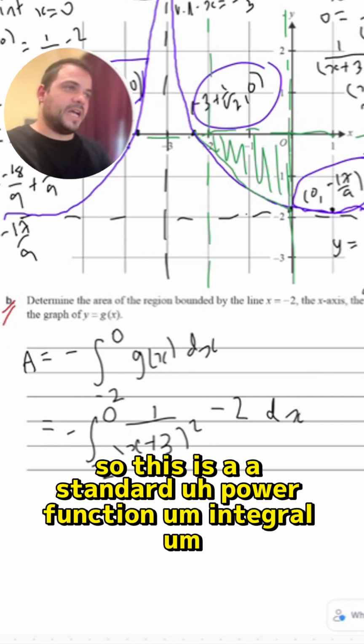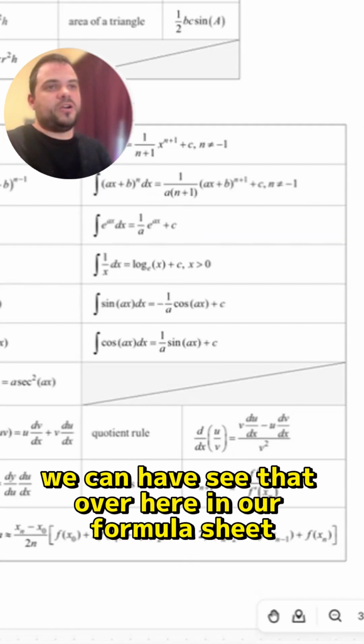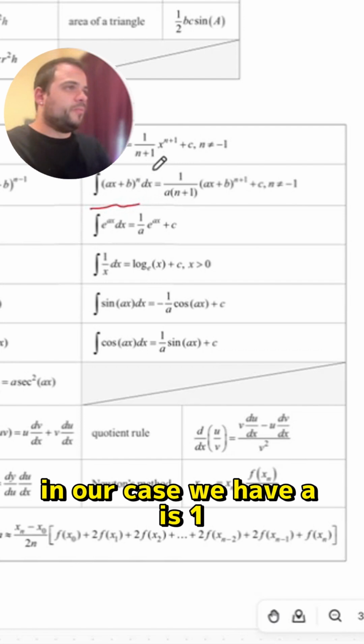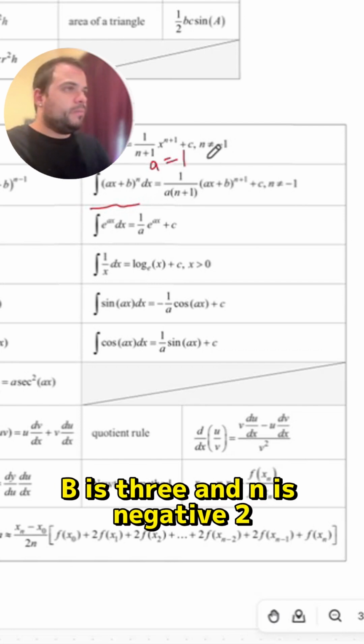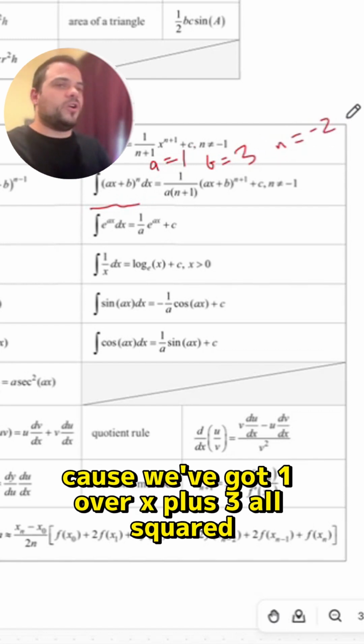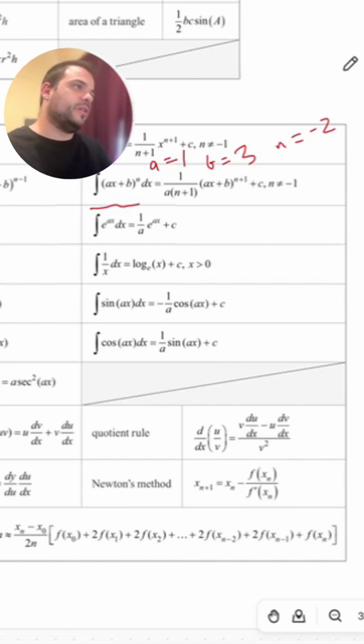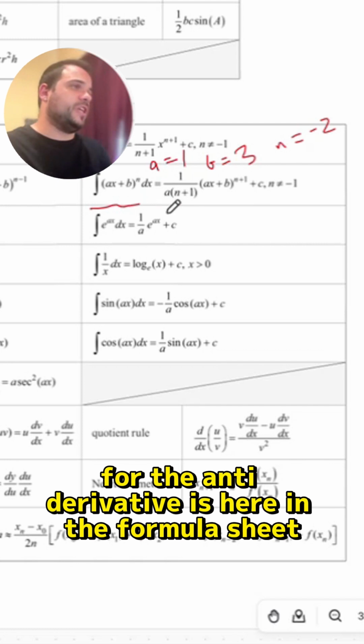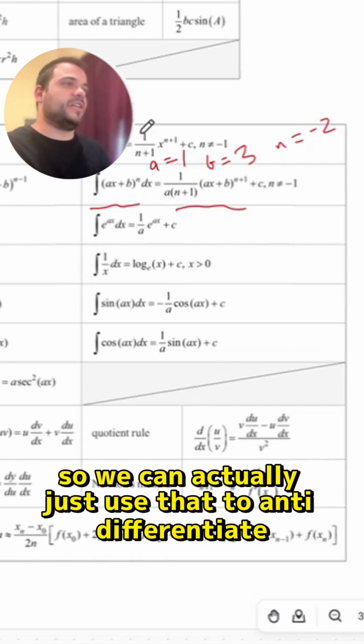So this is a standard power function integral. We can see that over here in our formula sheet. In the formula sheet, we've got the integral of (ax plus b) to the n. In our case, we have a is 1, b is 3, and n is -2, because we've got 1 over (x plus 3) all squared. Remembering how negative indices work, the formula for the antiderivative is here in the formula sheet. So we can actually just use that to anti-differentiate.